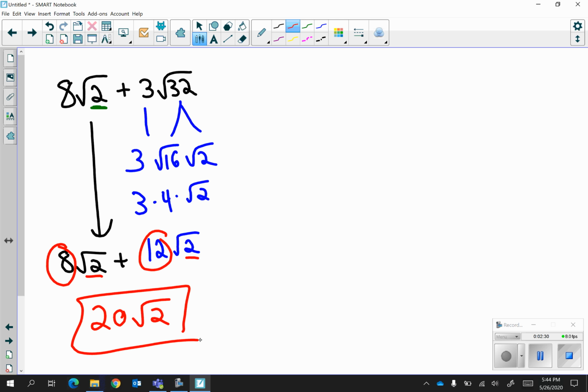Now, keep in mind, if you have a different problem, let's make up a totally different problem: 3 radical 7 plus 4 radical 2. Neither of these can be simplified, right? And if they can't be simplified, or if you were to simplify them, and you notice that the radicands are still not the same, then you can't do the problem, and it's already simplified. It's done. Nothing else can happen with it. So just keep that in mind.